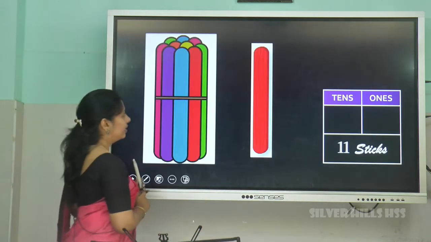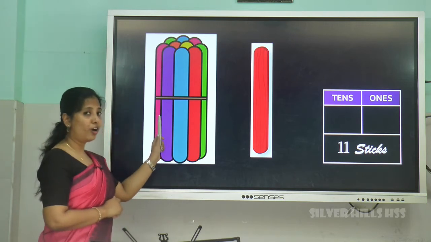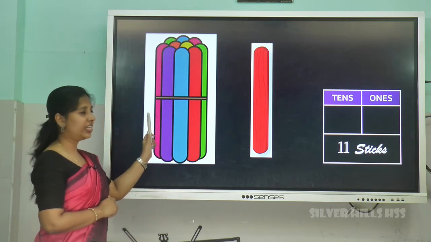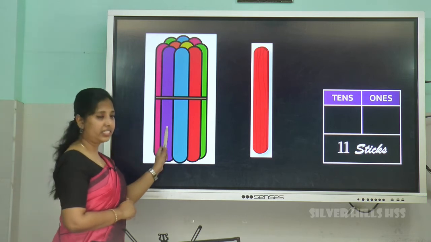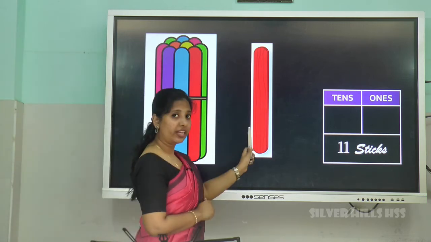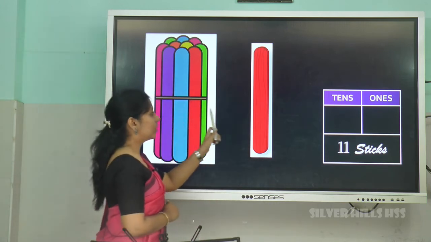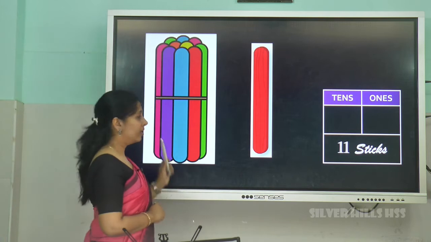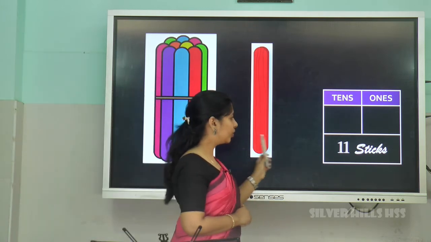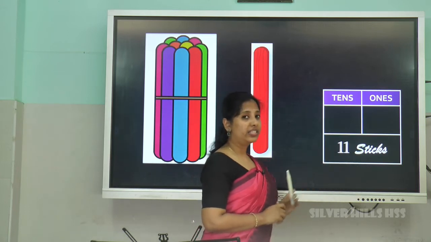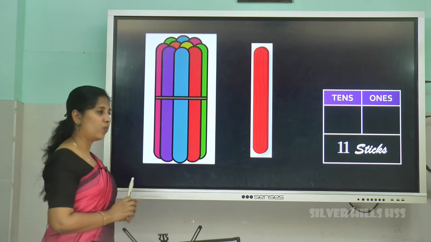Okay, so in the next example, you can see a bundle of 10 sticks, right? One bundle of 10 sticks, and how many sticks extra? 1 stick, right? 10 plus 1 stick. So altogether 11 sticks. So how we will represent it in tens and ones?